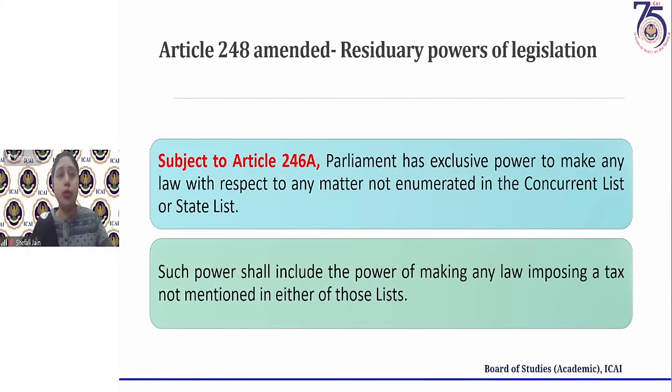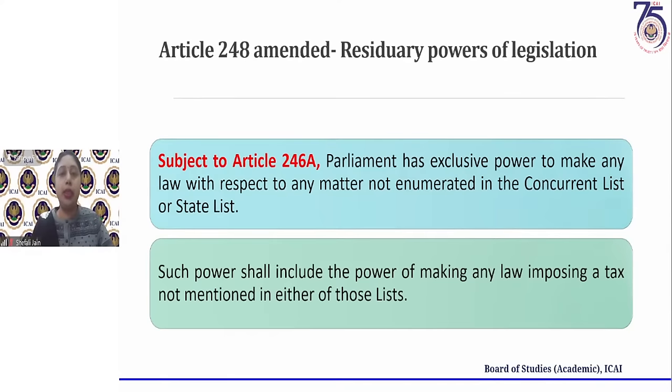In the last class, we also discussed that now we have state, we have center. Now, how will it be decided who will make laws on which subjects? So there can be a conflict between them. Both of them will try to make laws on the same subject. So what the constitution has done is it has made three different lists. List one, that is the union list, says that parliament will make laws on the subjects which are mentioned in list one. It has made a separate list for the parliament.